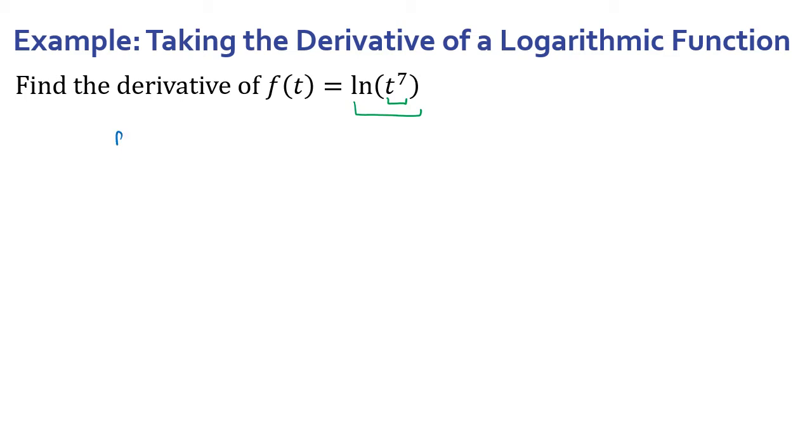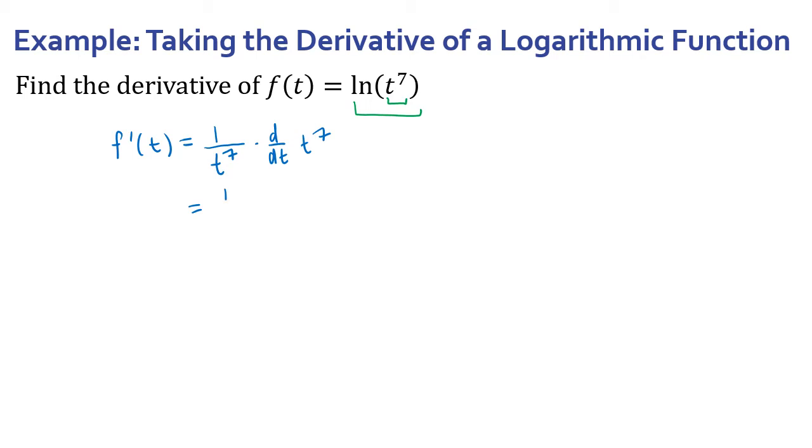If I use the chain rule, the derivative f prime of t is going to be the derivative of the outside function. So the derivative of the natural log function is 1 over the input. And in this case, we have to evaluate it at the inside function. So instead of it being 1 over t, it's going to be 1 over the inside function, which is t to the 7th power, times the derivative of the inside function. So again, just using that chain rule: derivative of the outside evaluated at the inside times the derivative of the inside.